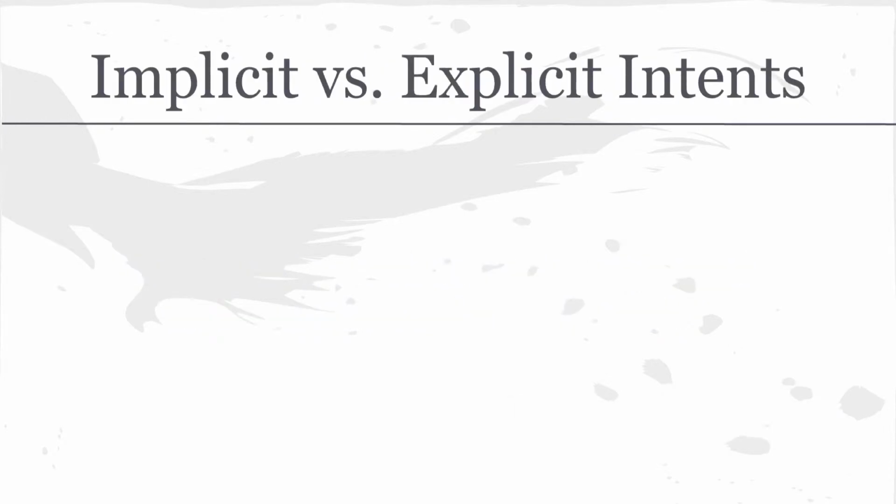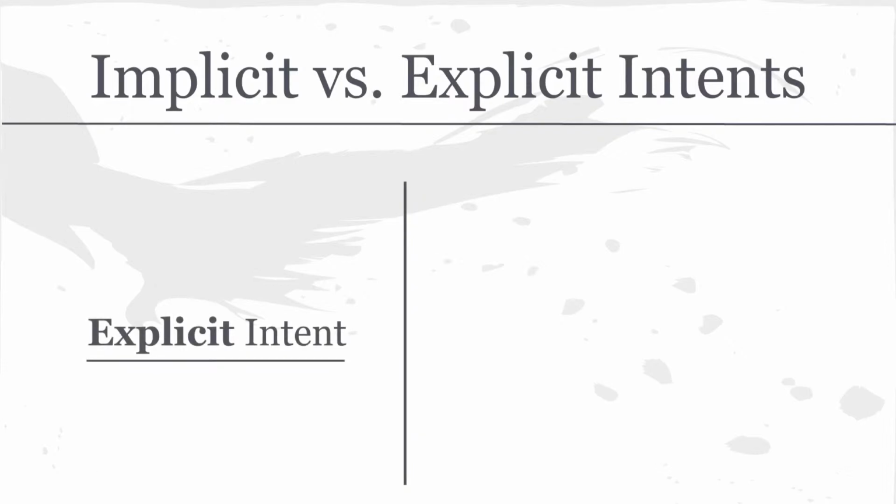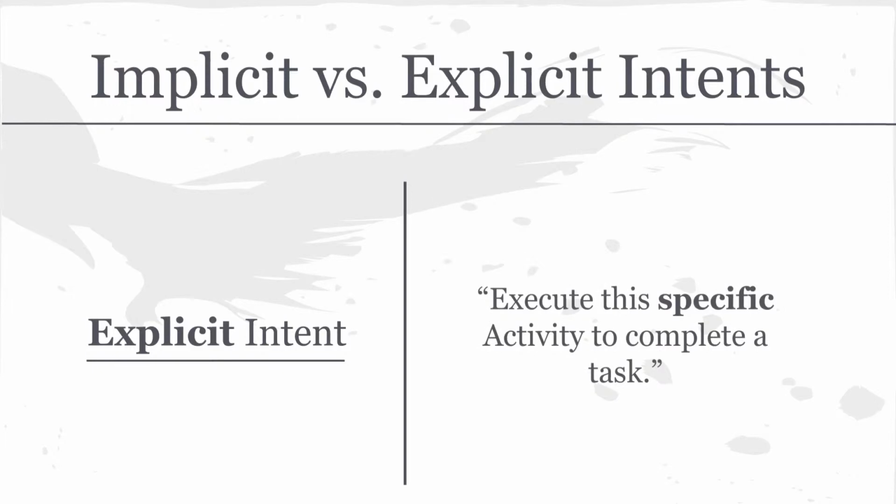I use these words very frequently in my definition there: implicit versus explicit intents. Let's talk about the differences. Explicit intents will execute a specific activity to complete a task, and you as a developer have to say which activity that's going to be. So yes, this is how you transition between activities in your application.